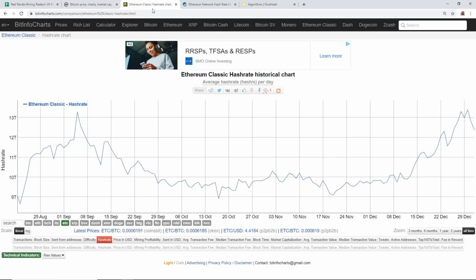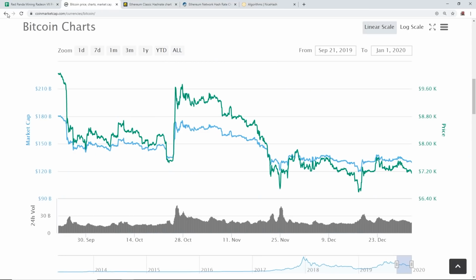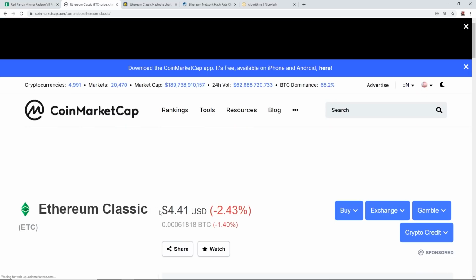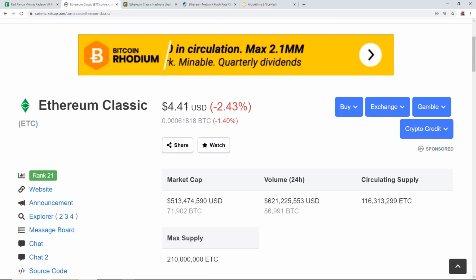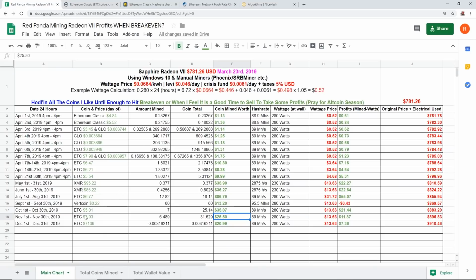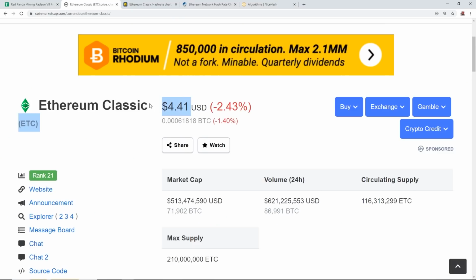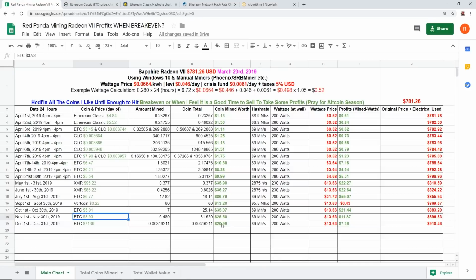But a funny thing is that the Ethereum Classic price has gone up quite a bit, actually. So if you guys see here, Ethereum Classic is $4.41. In my last profitability video in November, the price of Ethereum Classic was $3.93. So if I stuck with mining Ethereum Classic, I would probably be making definitely more at the end of this month of December.